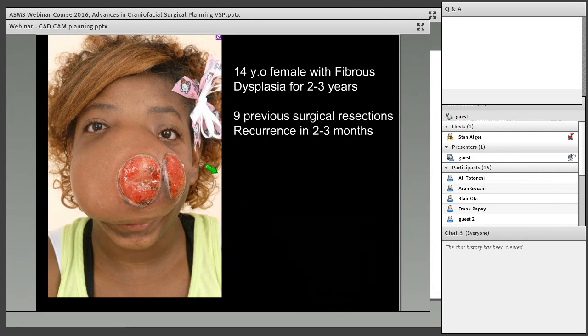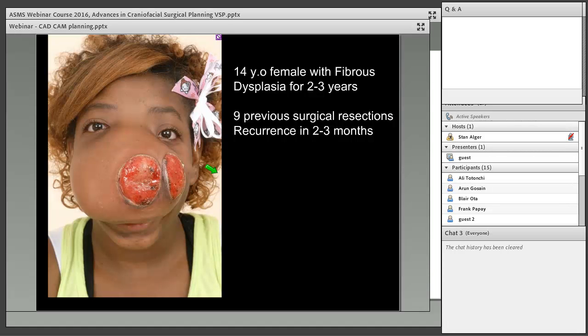This is another kid that I had the pleasure to operate on with Dr. Frank Papay from Cleveland Clinic. She's a 14-year-old with fibrous dysplasia that's been going on for many, many years. I'm moving through different cases where I feel virtual surgical planning is essential for severe and large tumors, asymmetry, and severe craniofacial cases. This patient had 9 previous resections in big centers, from California to Kentucky to other places. After every resection, the tumor came back more aggressively.